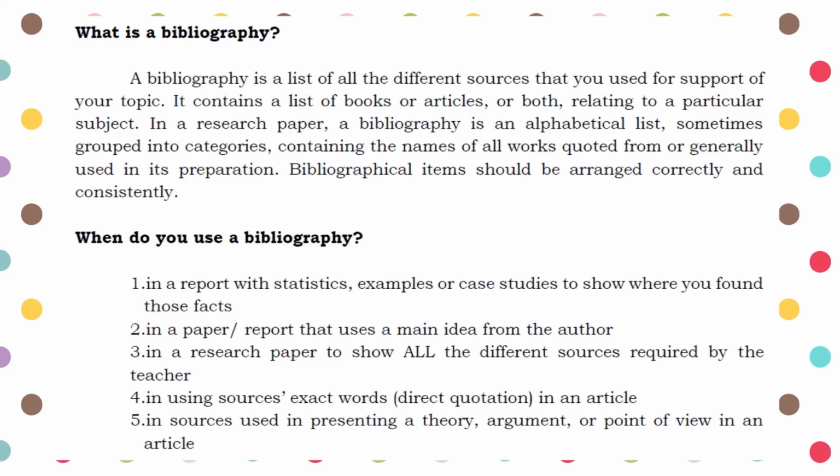In a research paper, a bibliography is an alphabetical list, sometimes grouped into categories, containing the names of all works quoted from or generally used in its preparation. Bibliographical items should be arranged correctly and consistently. When do you use a bibliography?